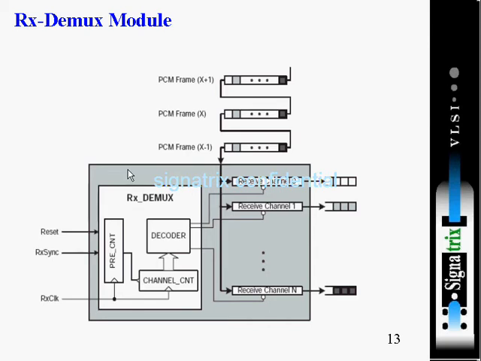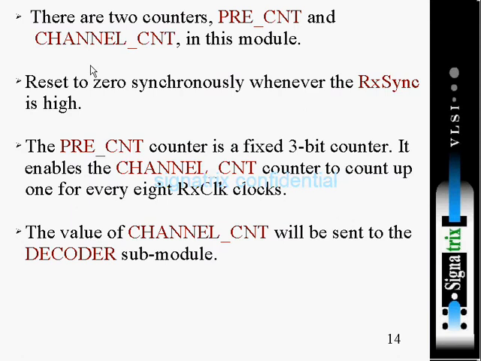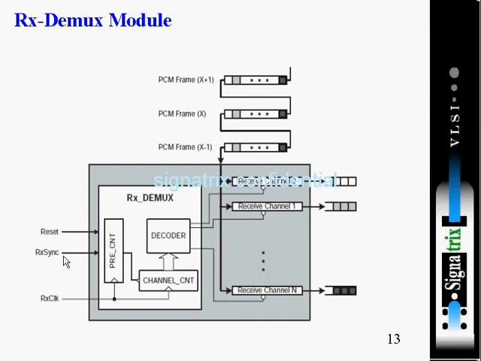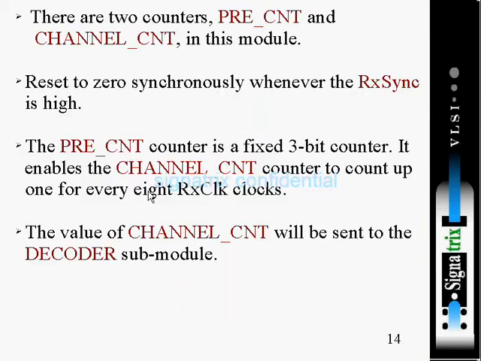Inside the demux there is a decoder, a pre-counter, and one channel counter. These are the three modules, and you instantiate them to make one top RX demux. There are two counters, pre-count and channel count, in this module. They reset to 0 synchronously whenever RX sync is high. So when RX sync comes, both counters go to the 0 state. The pre-count counter is a fixed 3-bit counter. It enables the channel counter to count up by 1 for every 8 RX clocks.